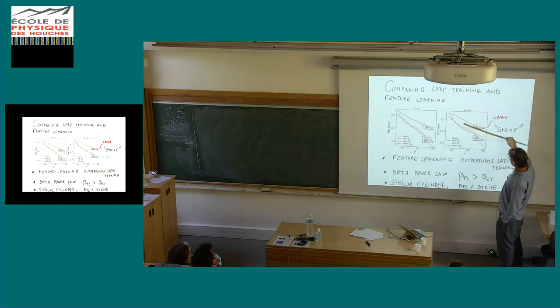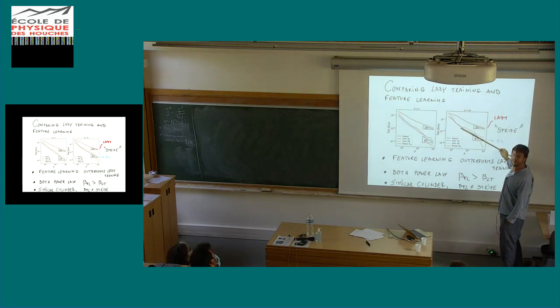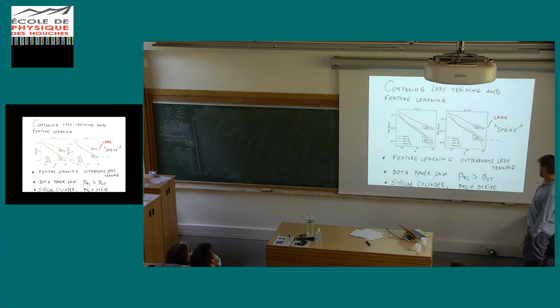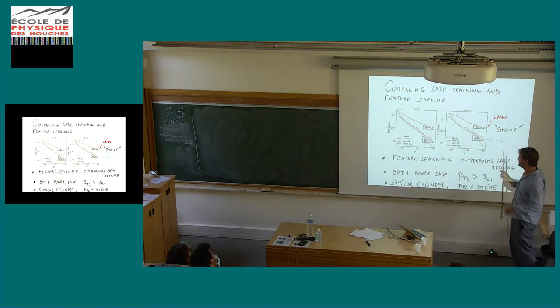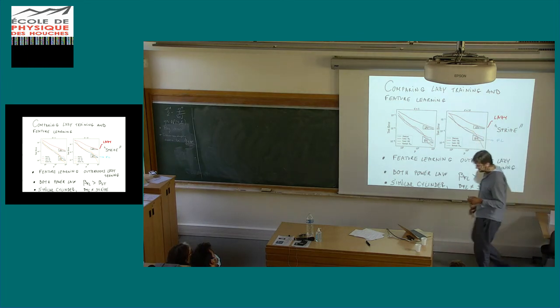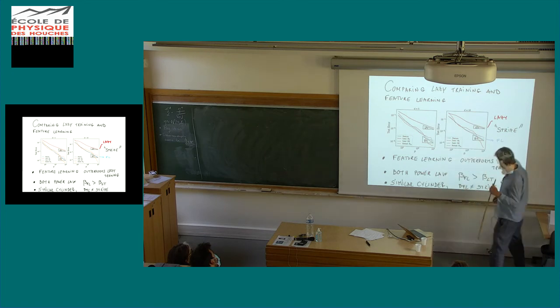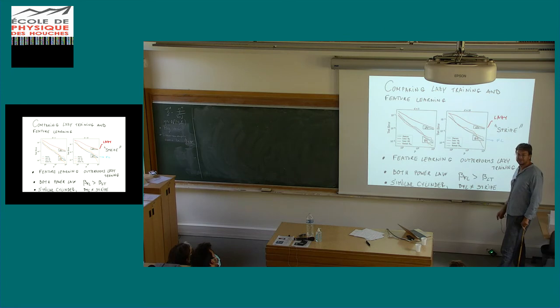So we do find here that it captures the fact that in the lazy training regime, you have an exponent beta which is smaller, meaning you learn less well than in the feature learning regime, okay? For a cylinder, we find a similar picture, but with different exponents, and we think we understand why. So what I want to do now is to tell you in this simple model what controls those exponents, okay?